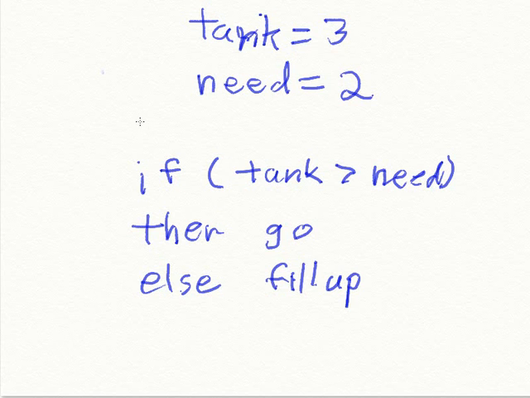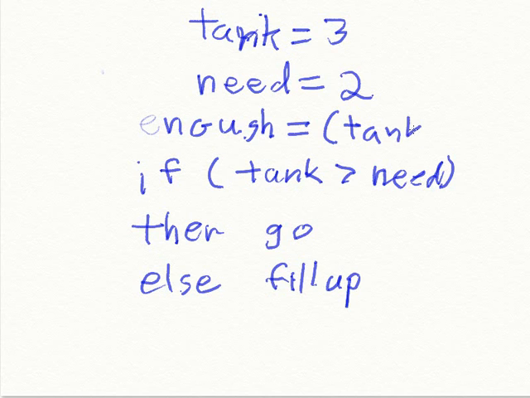So I'm going to set up a variable called enough. And I'm going to set it equal to the truth value of this expression. Okay, so after this statement or command, if you will, is executed, enough will be equal to either true or false, depending on whether there's more gas in the tank than we need. In addition to numerical values, variables can take on truth values.